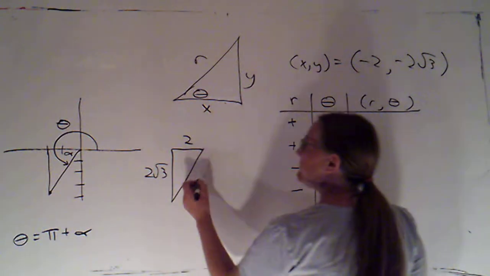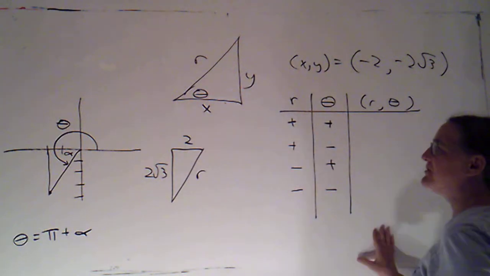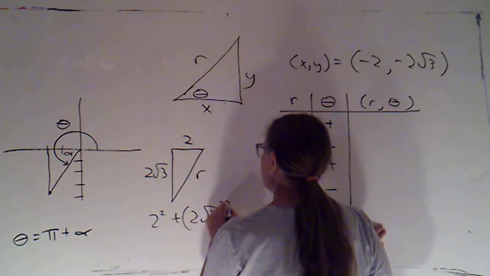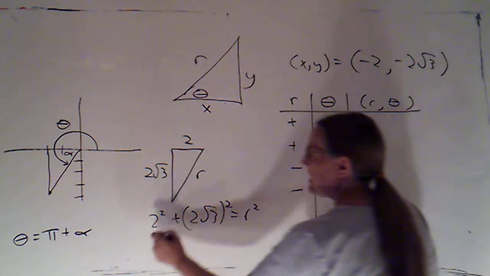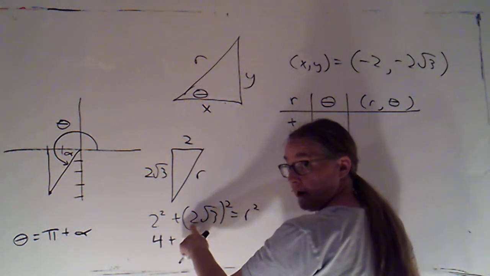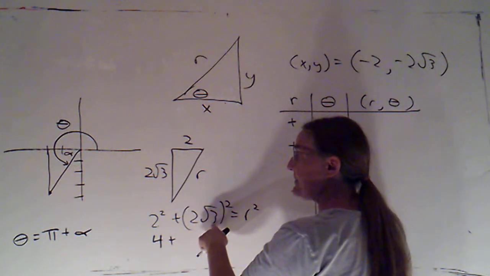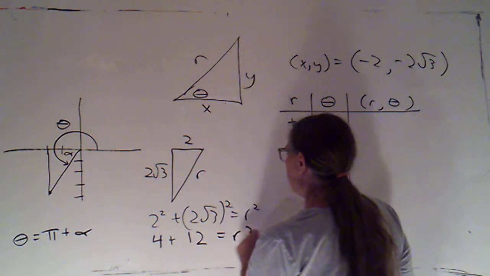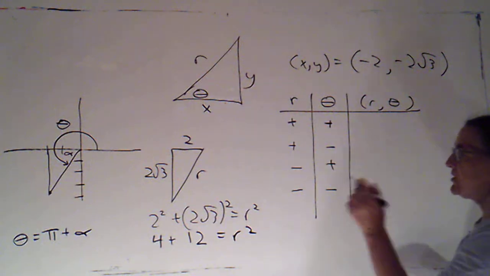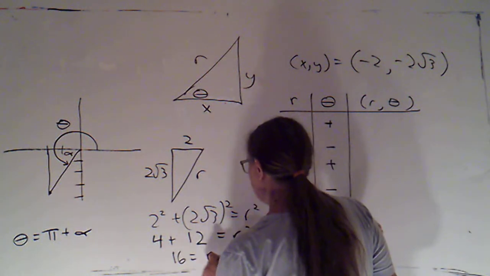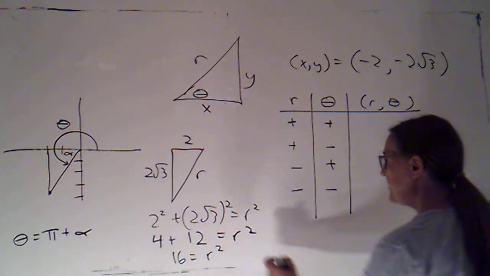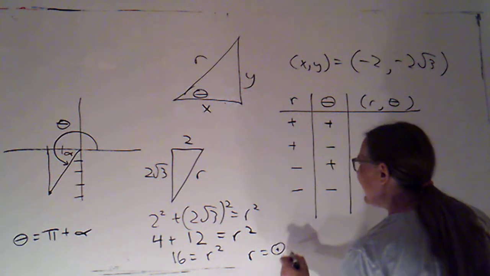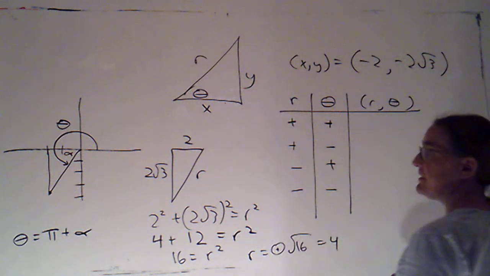Okay, so I want to find my r, which will just be the hypotenuse of this right triangle. So 2 squared plus (2 root 3) squared is r squared. That's going to be 4 plus, the 2 squared gives me a 4, root 3 squared gives me a 3, 4 times 3 would be 12, and that's going to equal r squared. 12 plus 4 is 16, is equal to r squared. So if I'm choosing r to be positive, now that's a choice I'm going to make, it's going to be the positive square root of 16, which would be 4.